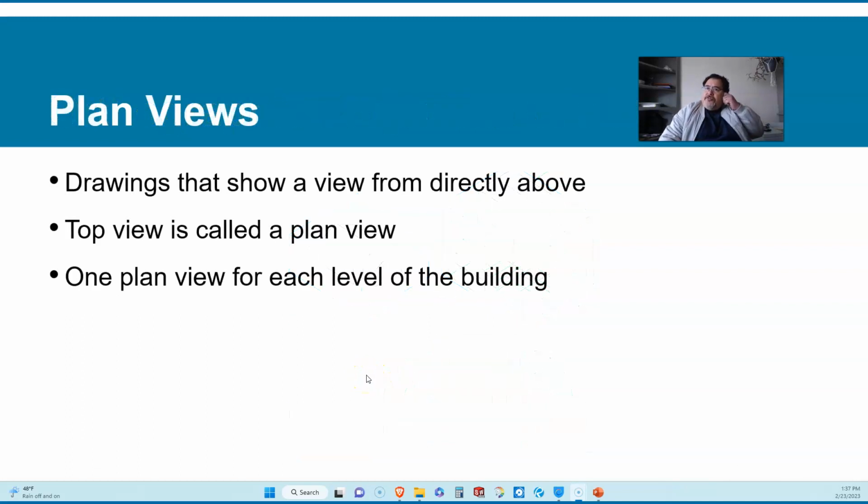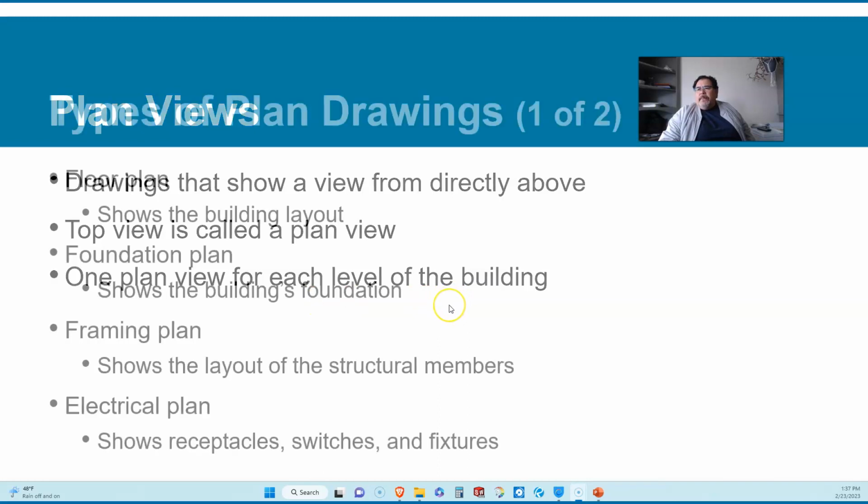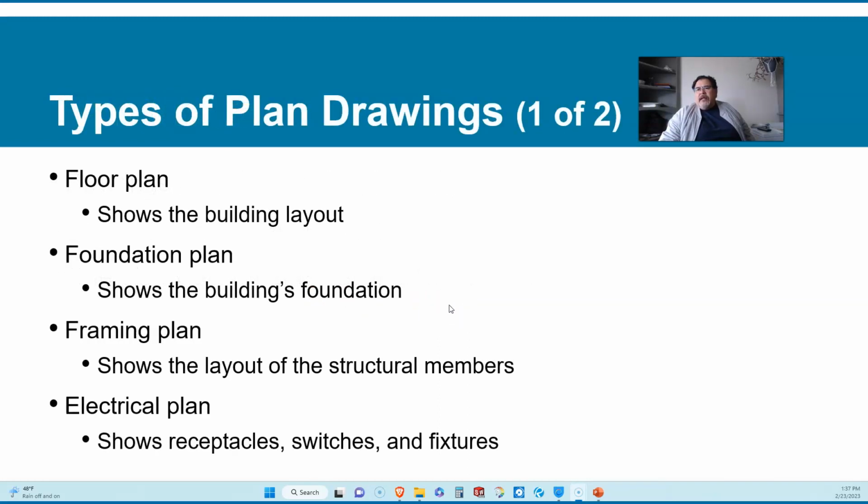Plan views. They're drawings that show a view from directly above. The top view is called the plan view. One plan view for each level of the building. So if we have 2 floors, there'd be 2 plans. And a plan basically is a section of a building 42 inches from the floor up. So floor plans show the building layout. A foundation plan shows the building's foundation, usually below the floors.